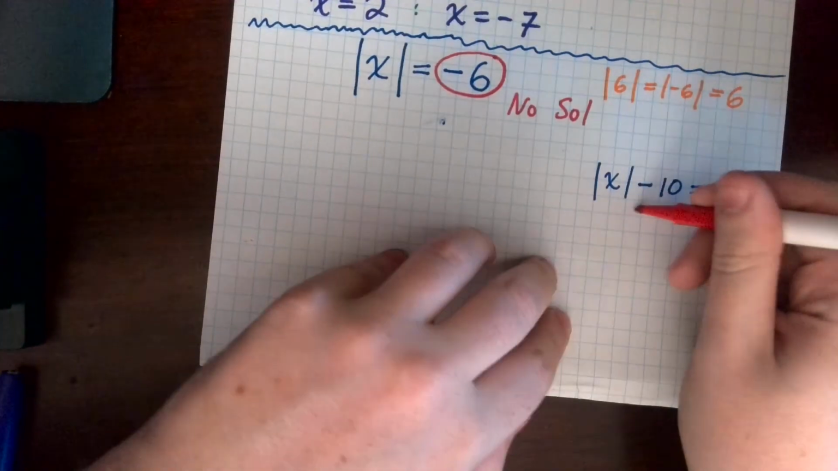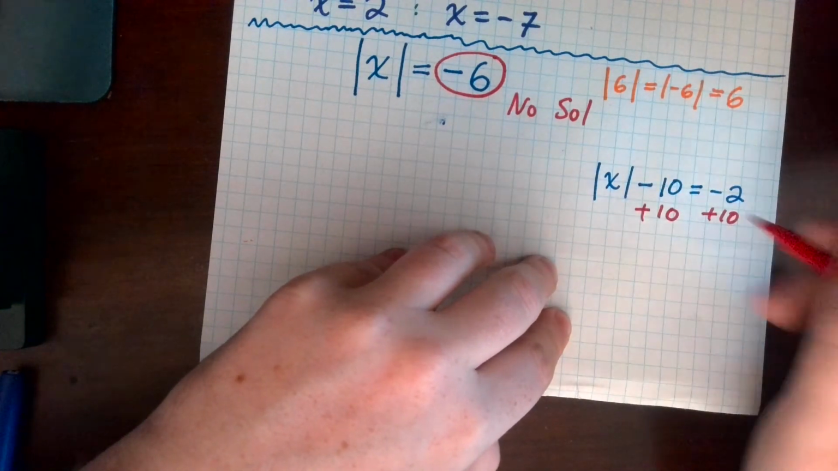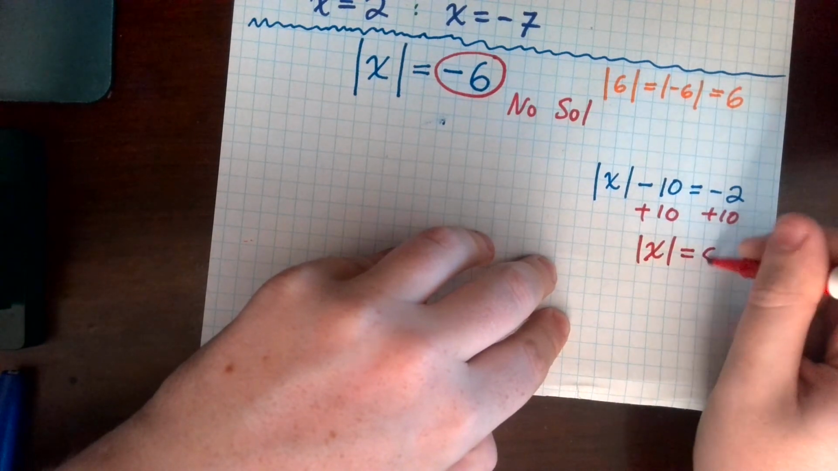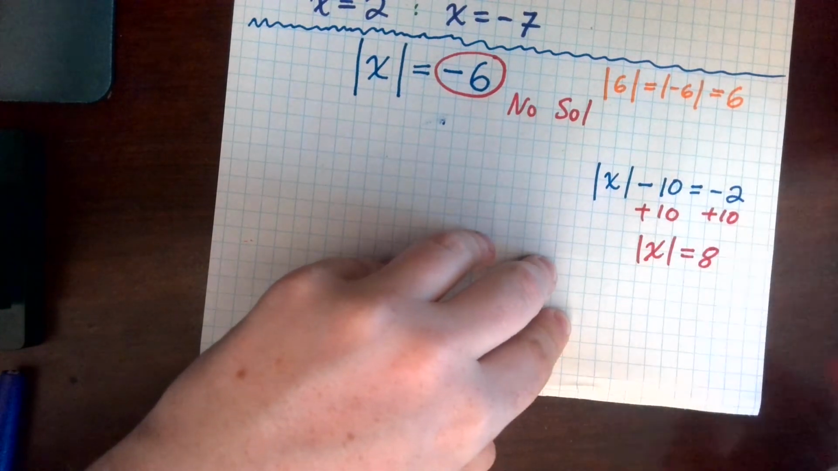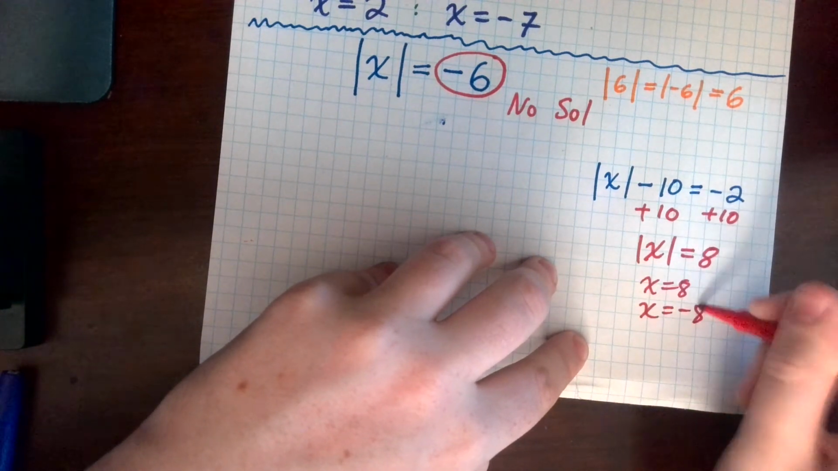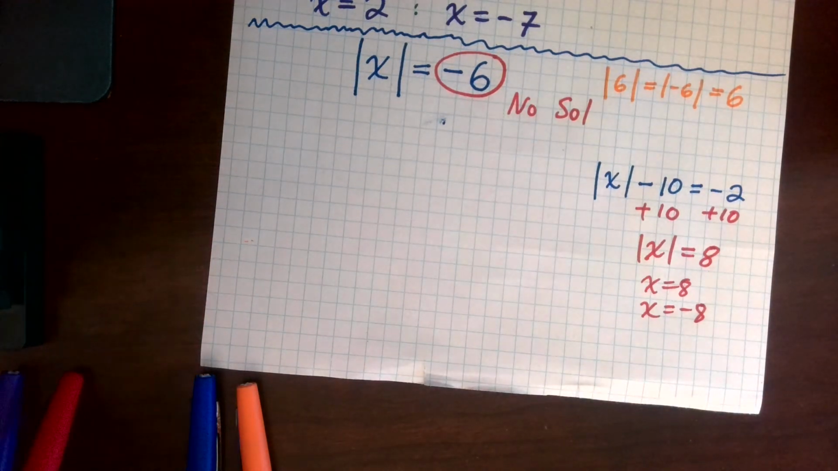To simplify, we would add 10 to both sides, because that's what'll get rid of the negative 10. Negative 2 plus 10 is positive 8. That's a two-solution answer. X equals 8, x equals negative 8. So be careful and make sure you simplify before you decide for sure how many solutions there are.